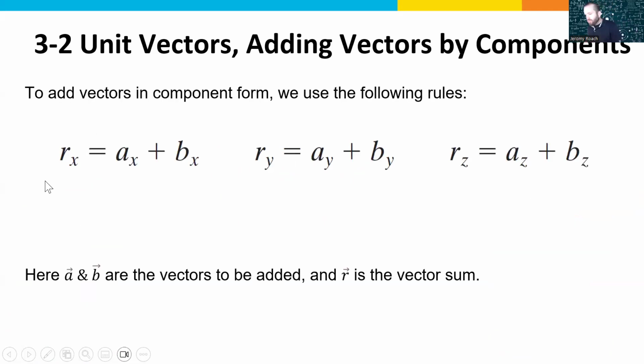All right, so to add vectors in component form, we use the following rules. So we can say that the x component for vector R is AX plus BX. The y component is AY plus BY. And the z component for R is AZ plus BZ. And we can add these to find the vector sum.